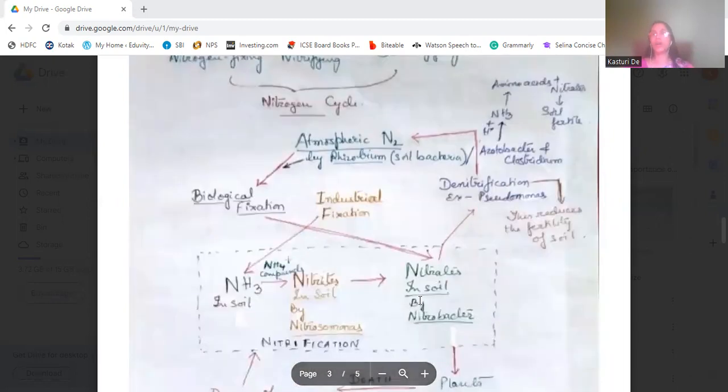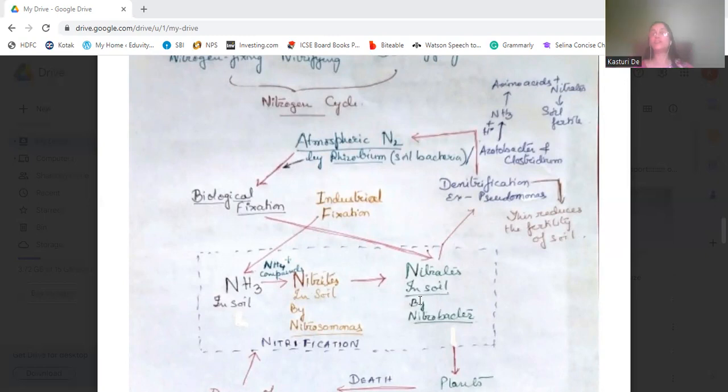Now, first we come to nitrogen fixation. We know that the atmosphere contains free nitrogen. Rhizobium bacteria, or you can say soil bacteria, are present in the soil, and they are also present in the nodules of certain leguminous plants. They take the atmospheric nitrogen and convert it into nitrates in the soil.